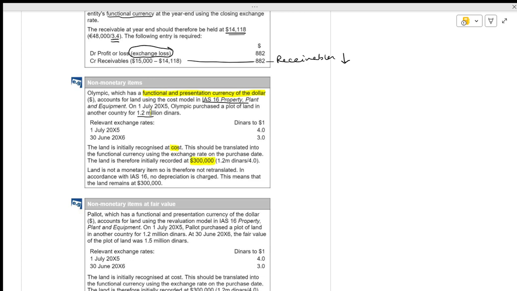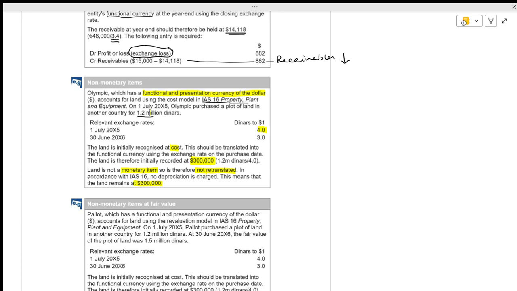1.2 million dinars divided by 4 comes to $300,000. Land is not a monetary item. Because land is not a monetary item, it should not be retranslated. Also, we cannot charge depreciation on land. This means the land value will remain $300,000.